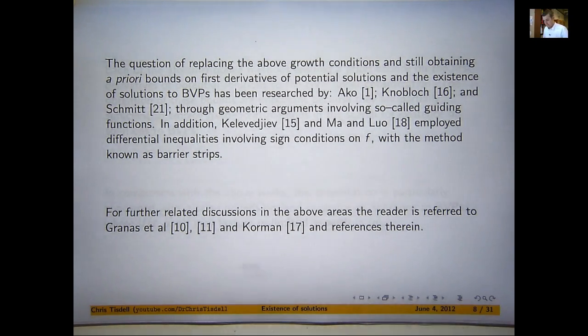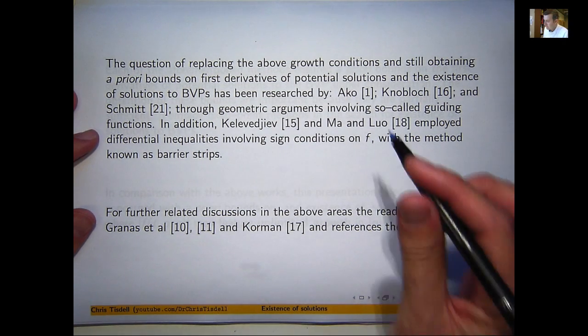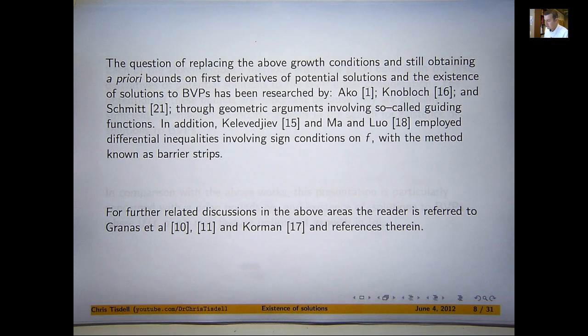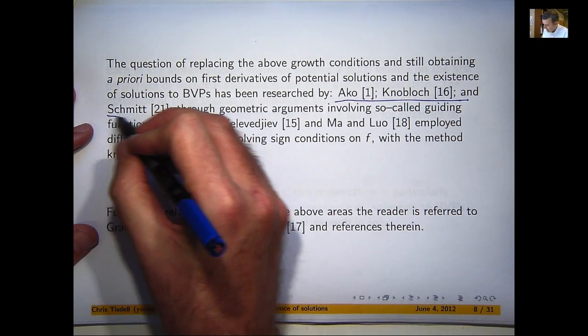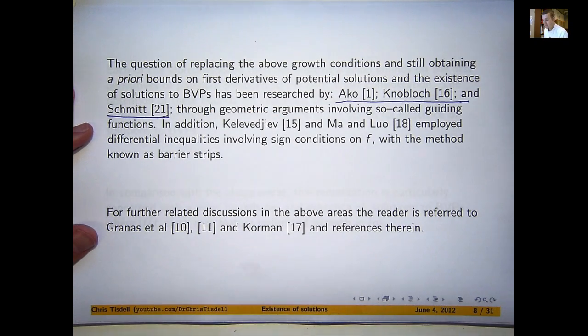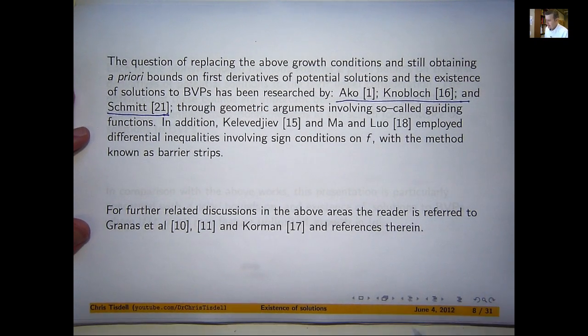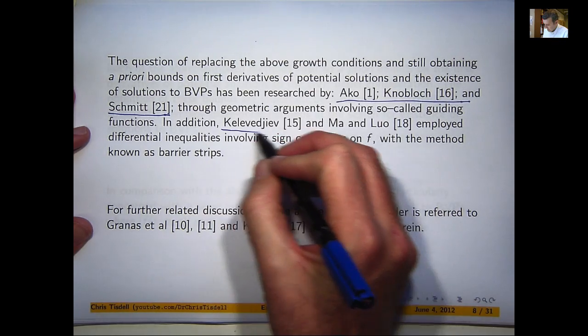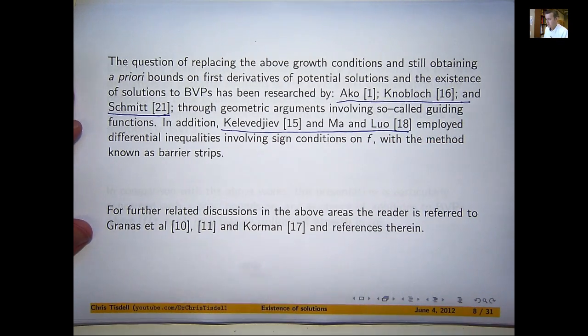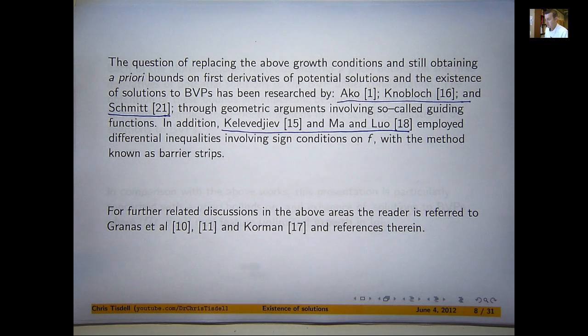Now, a good question here is, how can we replace the above growth conditions and still obtain a priori bounds on the derivative of potential solutions and also the existence of solutions? Well, this question has been researched by some mathematicians, Arco, Knoblauch and Schmidt, and their papers use geometric arguments and guiding functions. Another couple of papers that also researched this idea employed sign conditions on f with the method known as barrier strips.